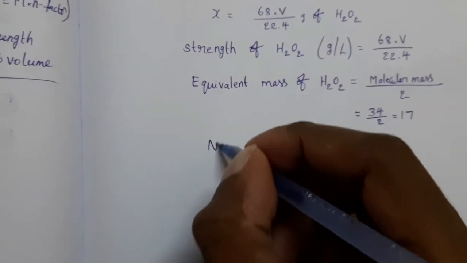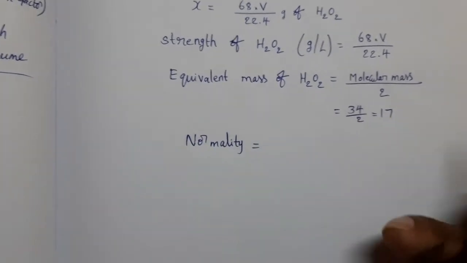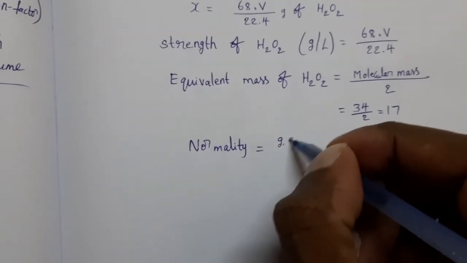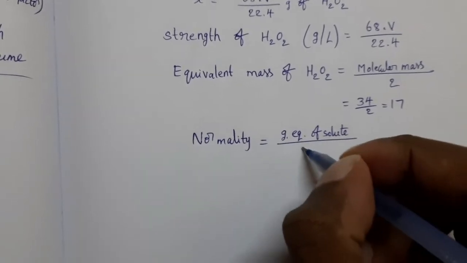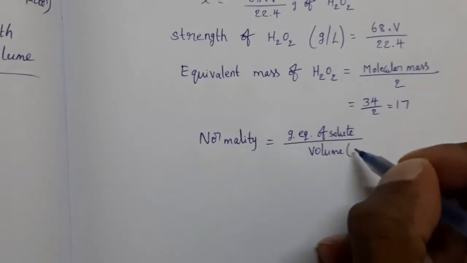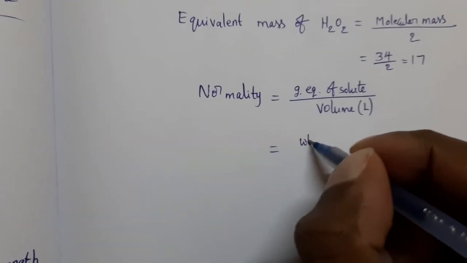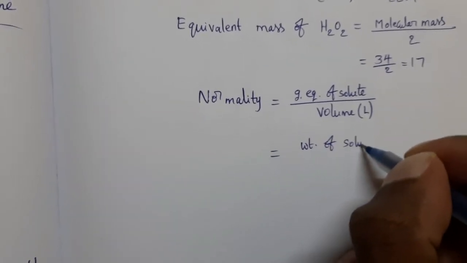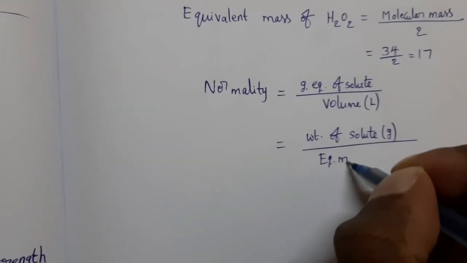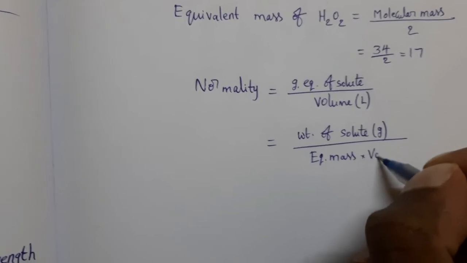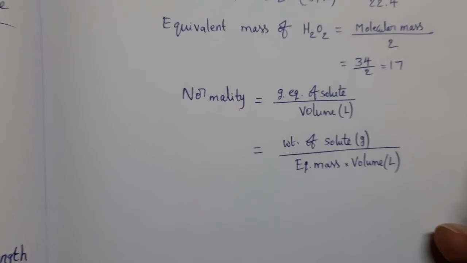Now come to the normality. Normality equal to, what is the formula? Gram equivalence of solute divided by volume in liters. Gram equivalence means weight of solute divided by equivalent mass of solute into volume in liters.